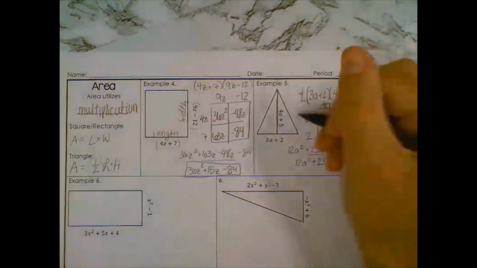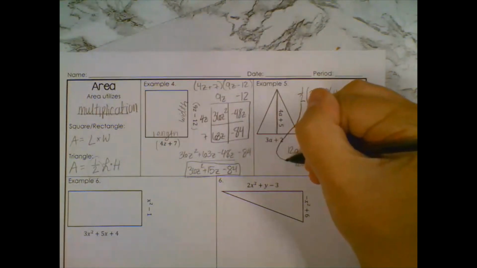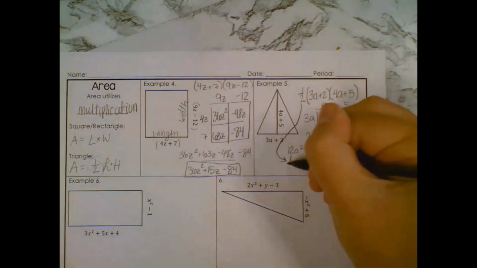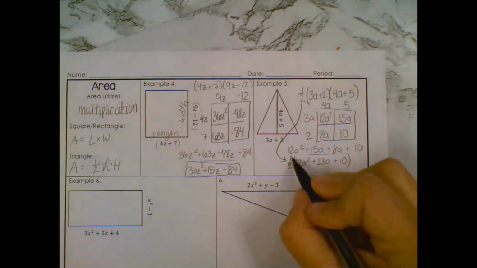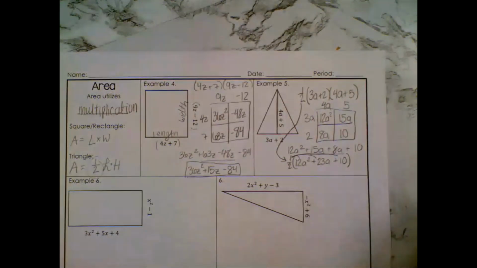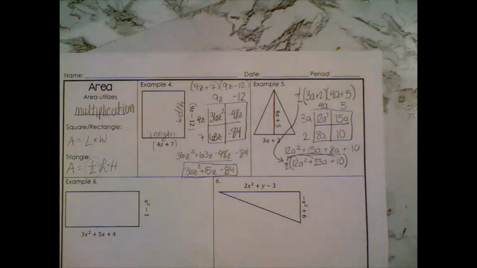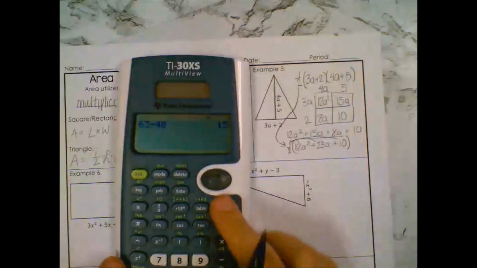Now, here's what we can't forget. This is where people make mistakes. We have to multiply by 1/2, right? So now this is kind of like a distribution problem. So we're going to distribute that times 1/2. You can just do that in your calculator.